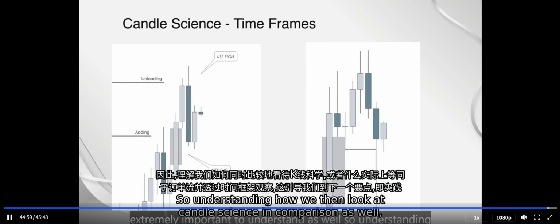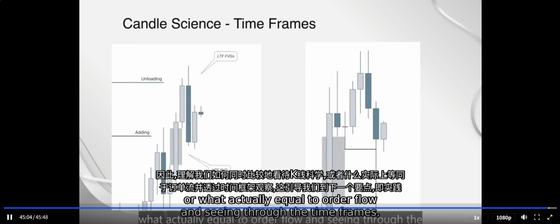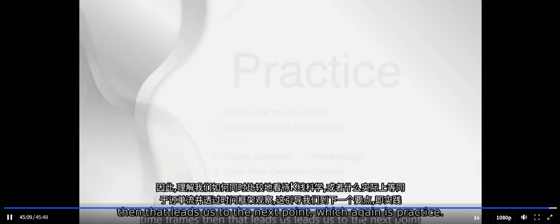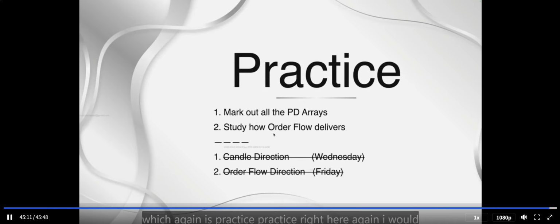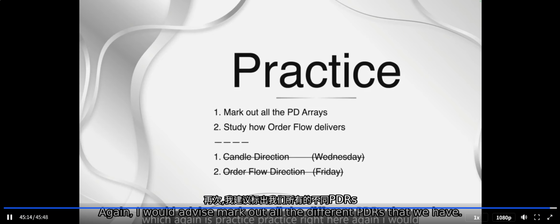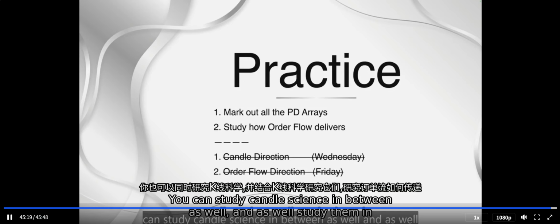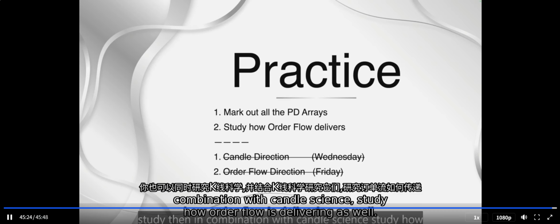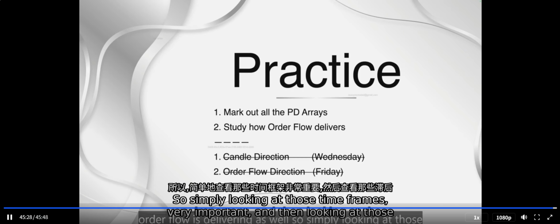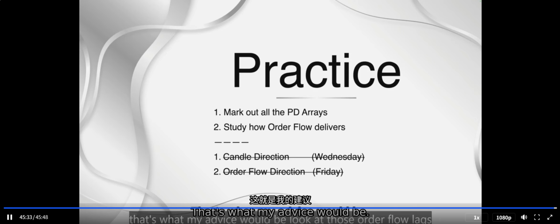So understanding how we look at candle signs in comparison, or actually equal, to order flow and seeing through the time frames, that leads us to the next point, which again is practice. Practice right here. Again, I would advise marking out all the different PDRAs that we have. You can study candle signs in between as well, and study in combination with candle signs how order flow is delivering as well. So simply looking at those time frames is very important, and then looking at those legs. That's what my advice would be.